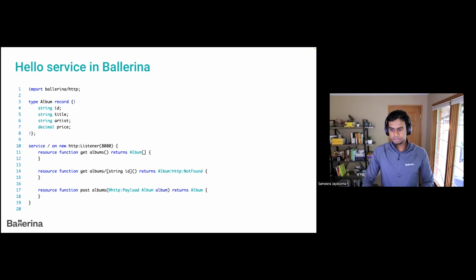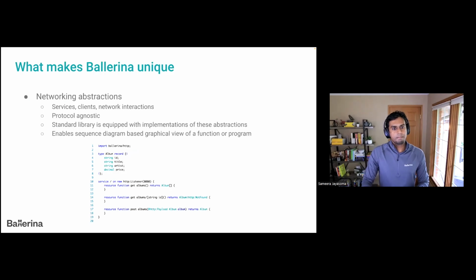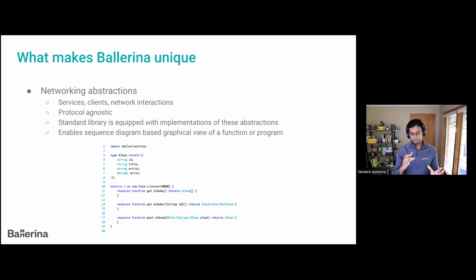All right, quick example. I'll briefly talk about what makes Ballerina unique, and then I'll jump into VS Code. We can talk about three unique aspects of the language: network abstractions, data and types, and concurrency. In Ballerina, services, clients, and network interactions are all visible in the syntax, like the service construct I just showed you.